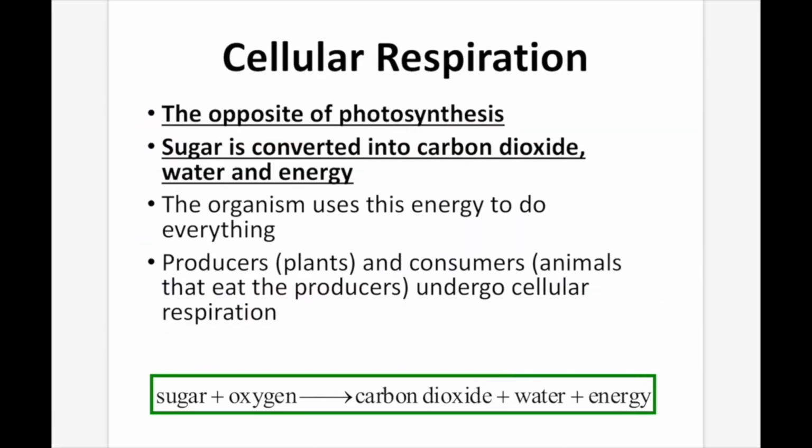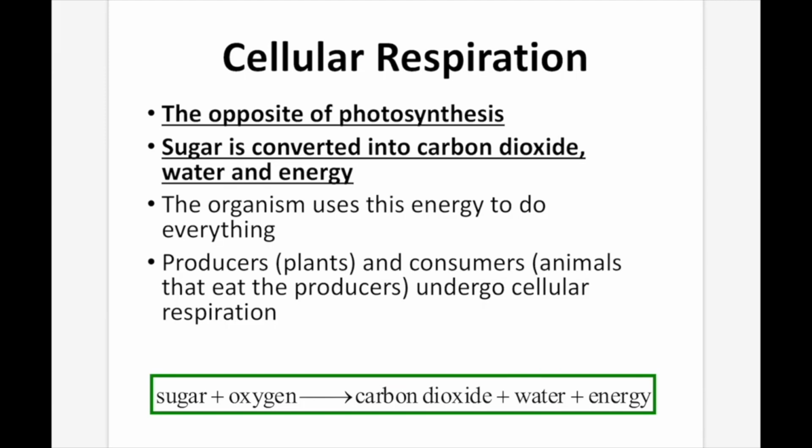And that brings us to cellular respiration, which is the opposite of photosynthesis. Sugar is converted into carbon dioxide, water, and energy. The organism uses the energy to do everything. Producers, plants, and consumers, animals that eat the producers, undergo cellular respiration. So plants make the sugar, but then they also undergo cellular respiration as well. They need to produce their own energy to keep themselves alive.